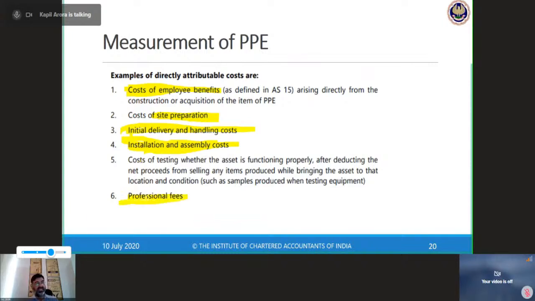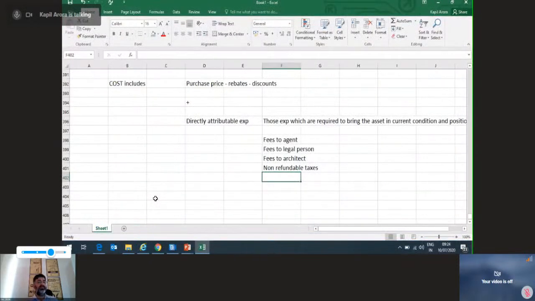Professional fees, again, which we have discussed. Fees to agent, fees to legal person, fees to architect and everybody. These are required. I cannot escape these ones. And at last, fees for testing.